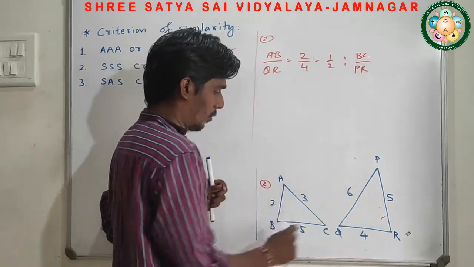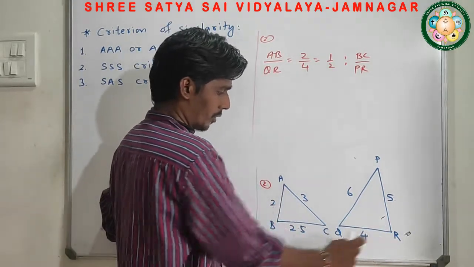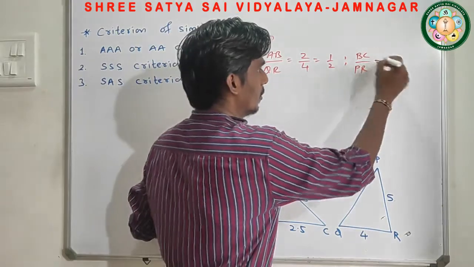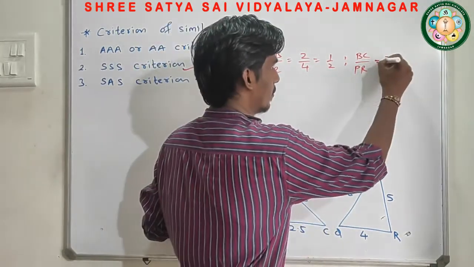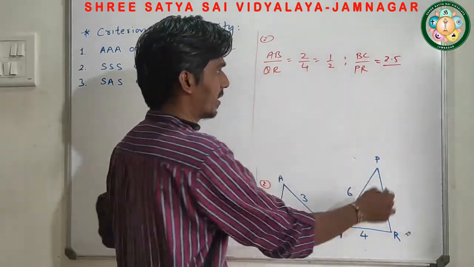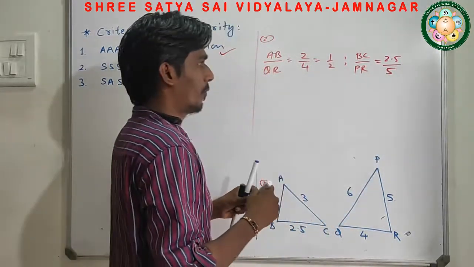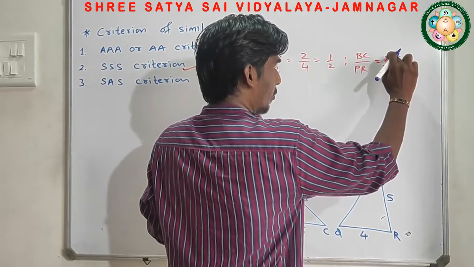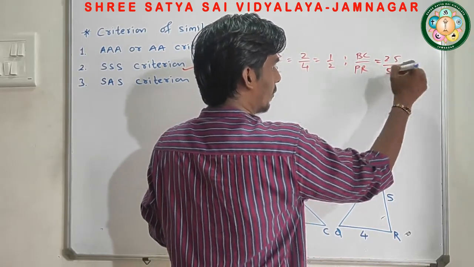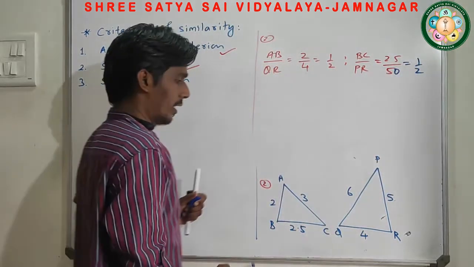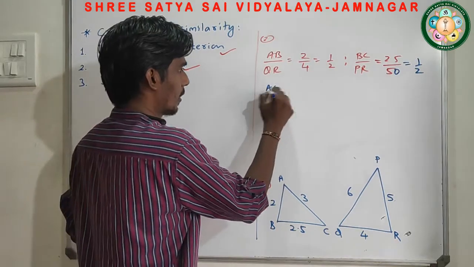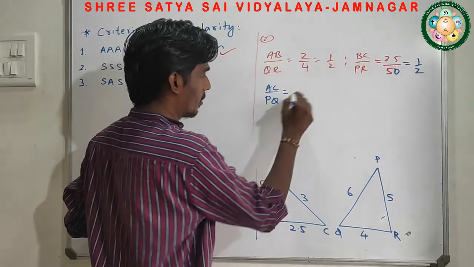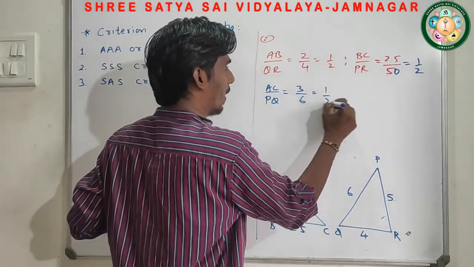So these are the corresponding sides. AC corresponds to PQ, AB corresponds to QR, and this BC corresponds to PR. So BC is 2.5 and PR is 5. So if I reduce it, if I remove this decimal, it's 25 ones are, 25 twos are. And the last, AC upon PQ is 3 by 6, so it's 1 by 2.